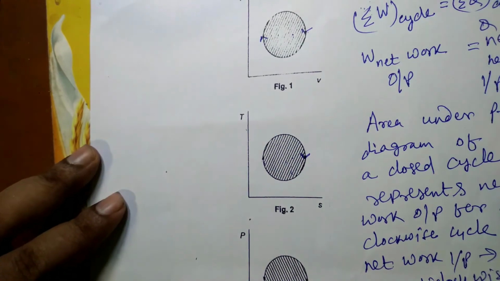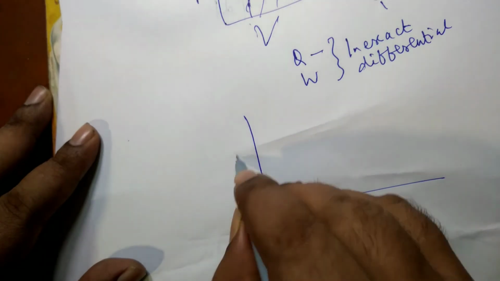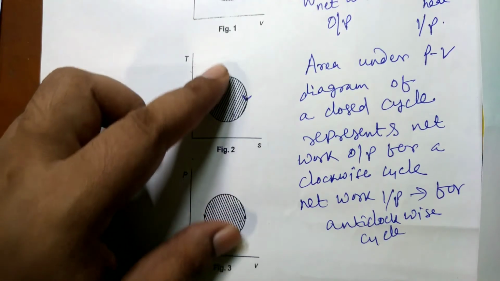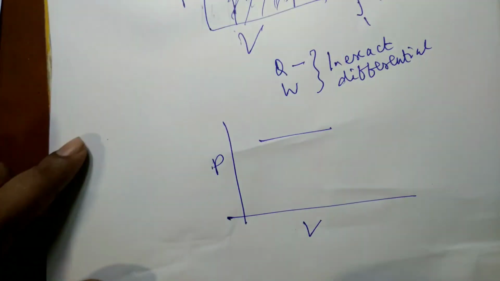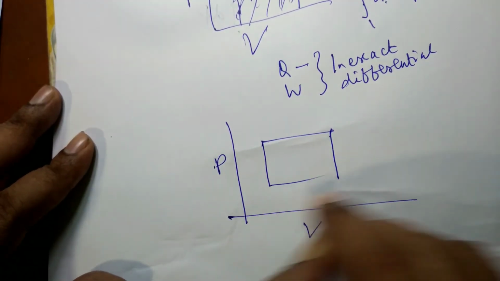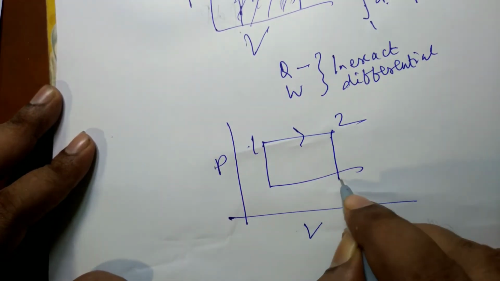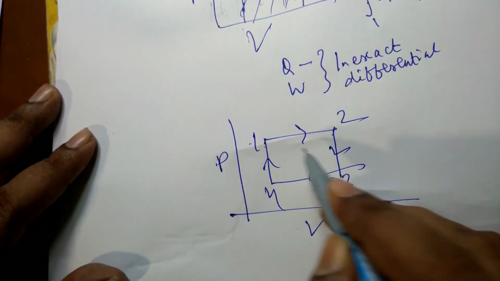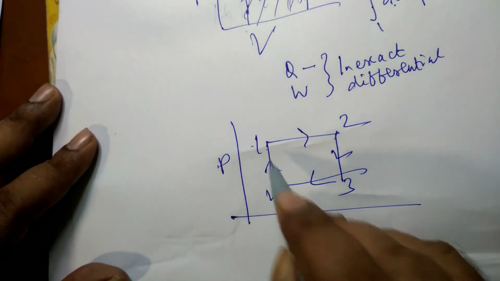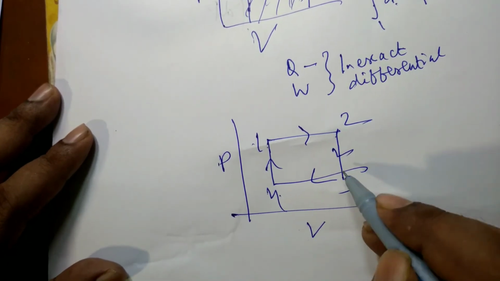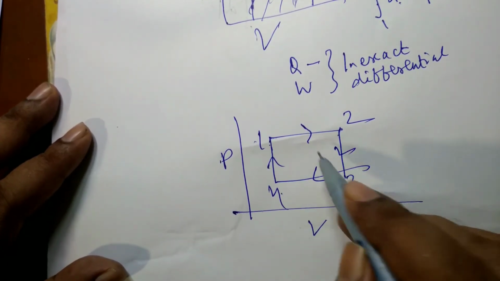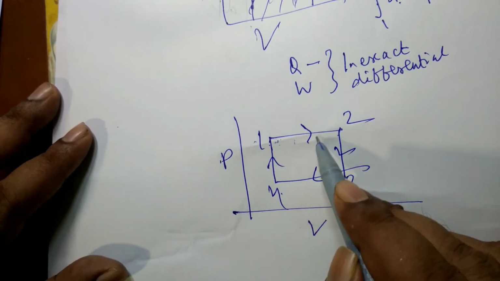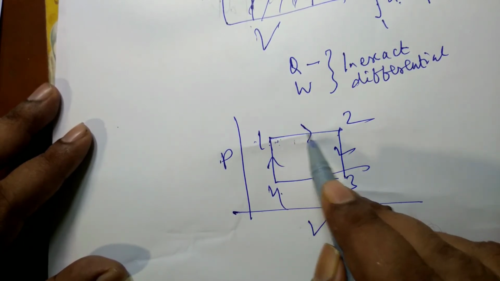So what is the net work output? You have to understand that. Suppose a cycle is like this. This is a fictitious figure. This is a fictitious cycle. Suppose the actual cycle is like this. So during these four processes, suppose 4, 1 and 2, 3 are constant volume processes. So there would not be any work done. So the only work done will be in the processes 1, 2 and 3, 4.